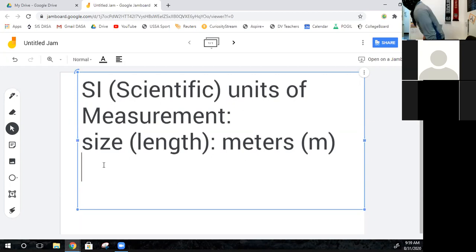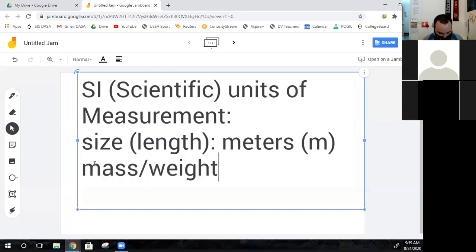All right, what else can we measure in science? Hannah, what else can we measure? Huh? Weight. Okay. Weight. I am going to use mass. Weight is an interesting situation, and we will talk about that. Mass. So mass and weight are actually two different things. Okay? And we'll talk about that in just a second. So, but what unit do we use for mass? Yes. Grams.